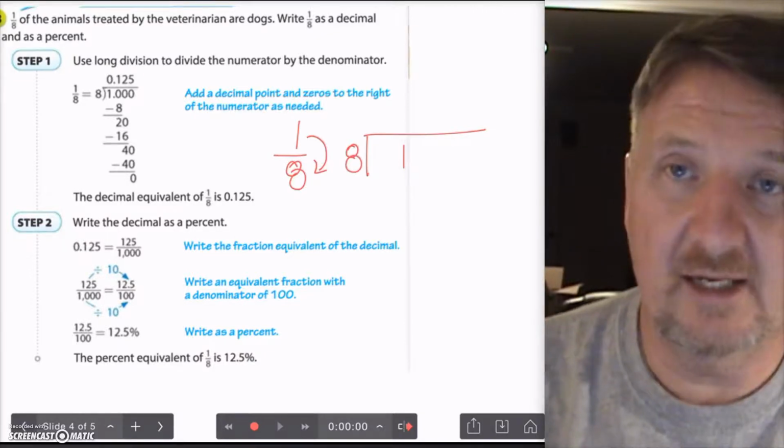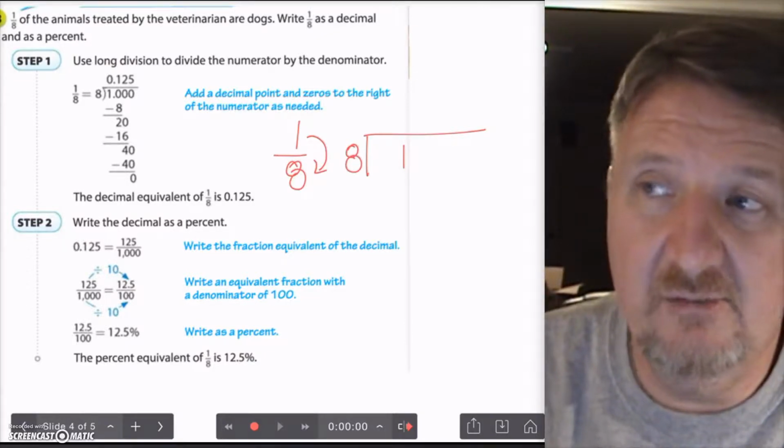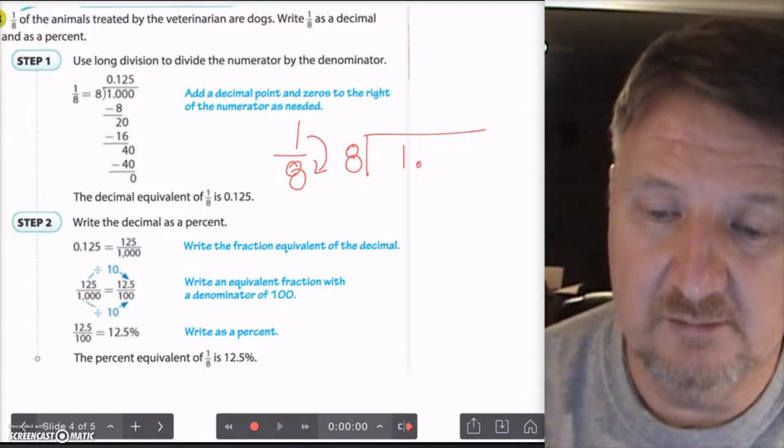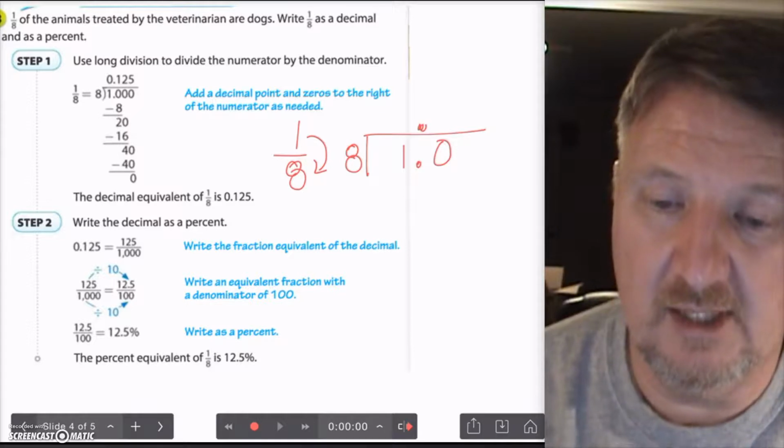1 won't go into 8. I can hear you all already going, Mr. Bell, I can't do that. 8 won't go into 1. It's too small. Add a decimal. Add a 0. All right, 8 won't go into 1, but 8 will go into 10 one time.